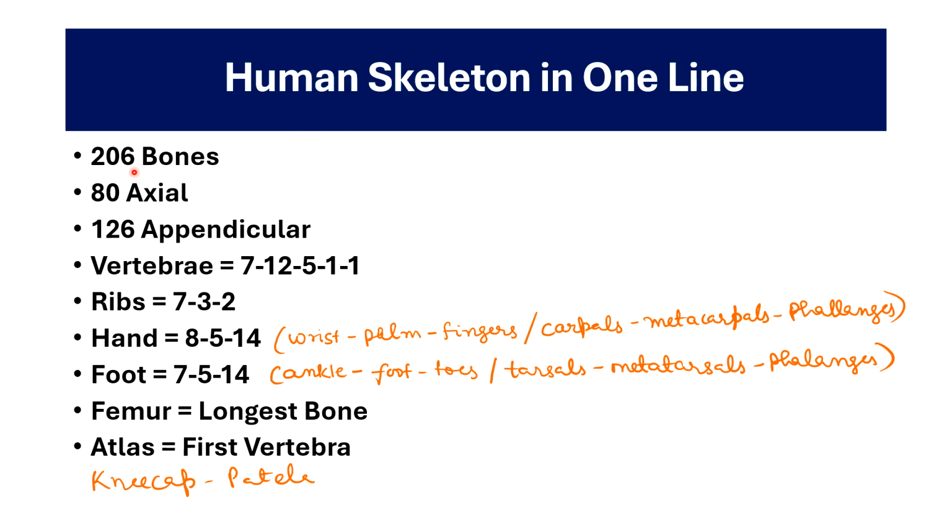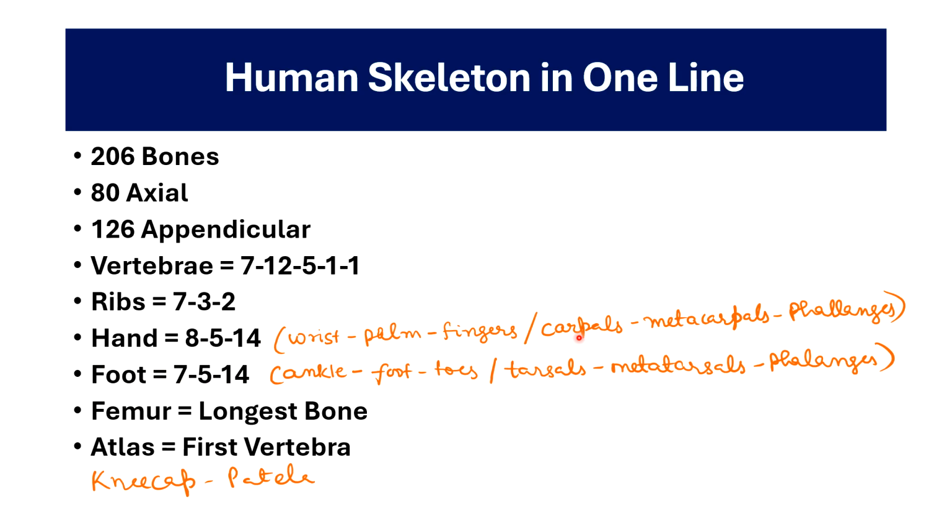Let's quickly summarize everything. There are 206 bones in the human, 80 present along the axis or axial bones, and 126 appendicular bones. Come to the vertebra, we have 7 cervical, 12 thoracic, 5 lumbar, 1 sacral and 1 coccyx. Now come to the ribs, we have 7 true ribs, 3 false ribs and then 2 floating ribs. And remember the 8-5-14 rule for the hand and 7-5-14 rule for the foot.